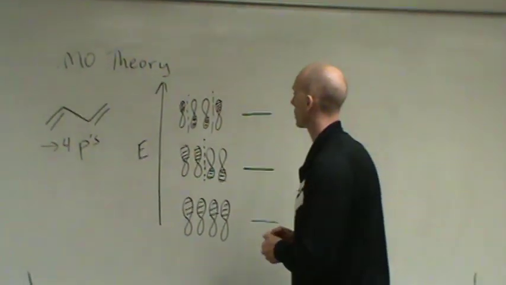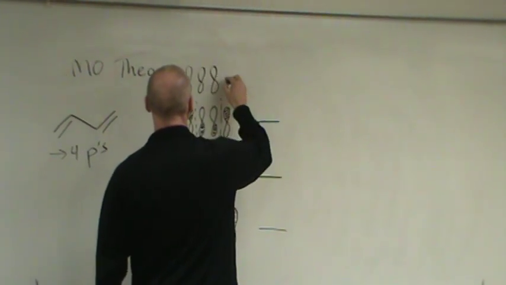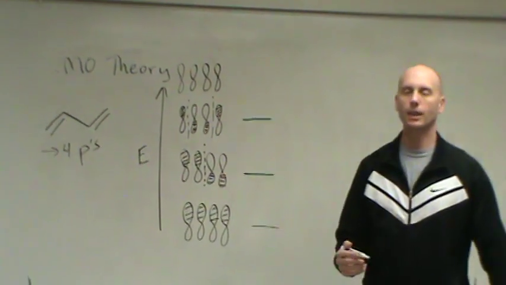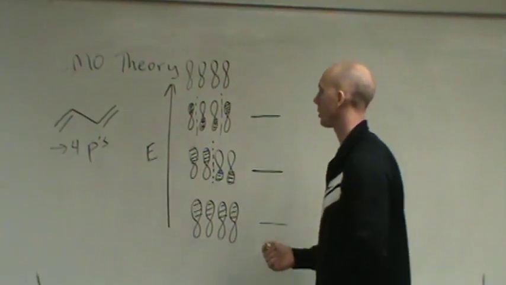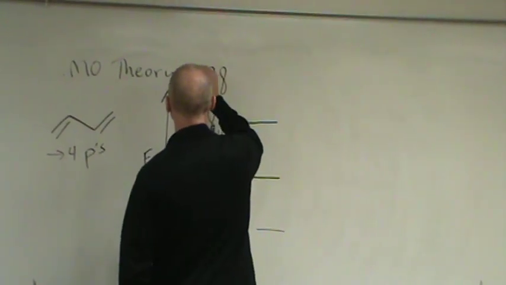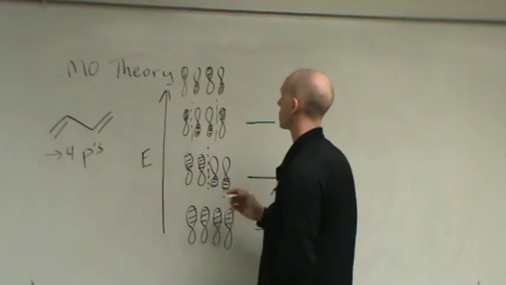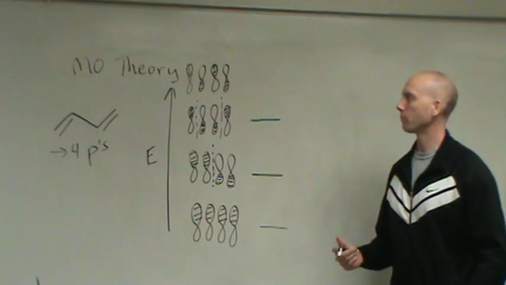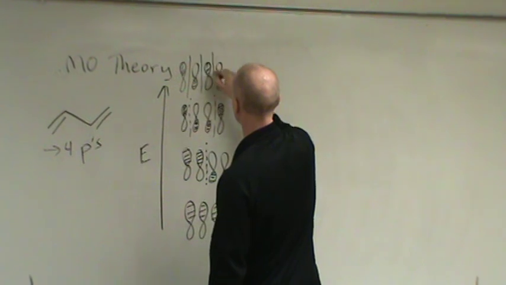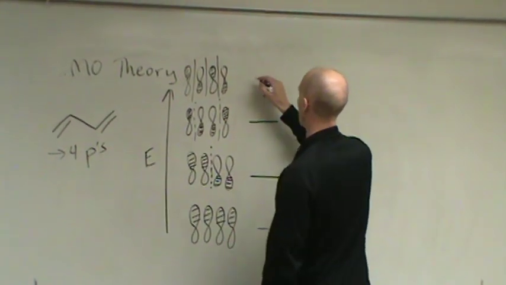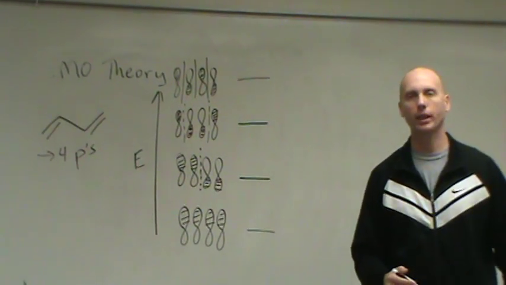Well, there's one more set of p orbitals to look at. And in this set here, what would we have? Yes, a total of 3 nodes where they are all overlapping out of phase. And so here, all 4 of them alternate. And so we have a node here, here, and here for a total of 3 nodes. And so this MO level will be the highest energy.